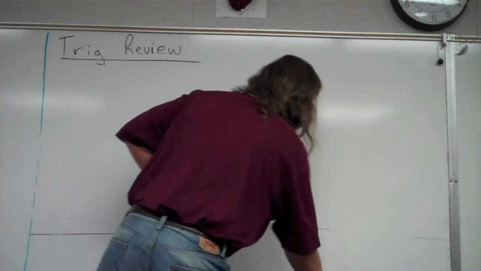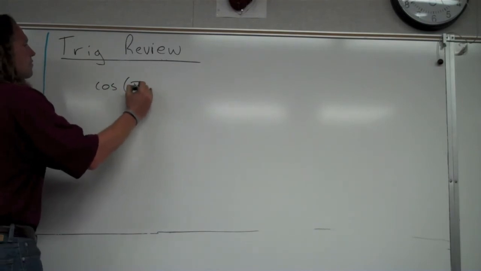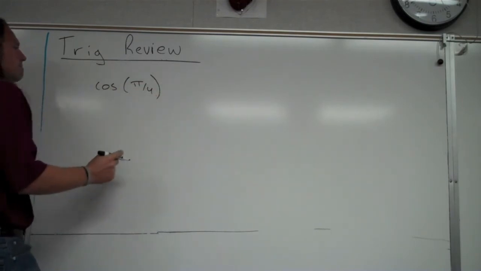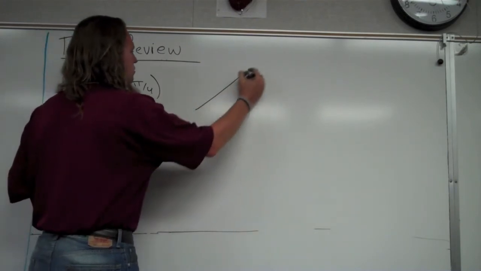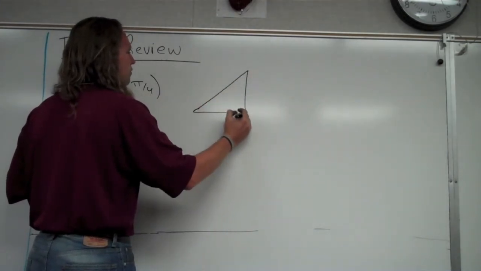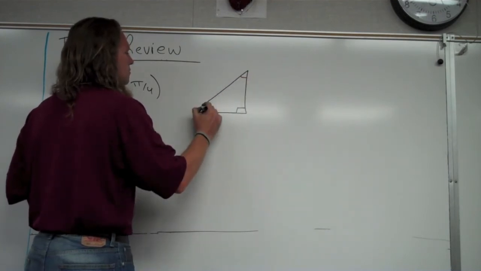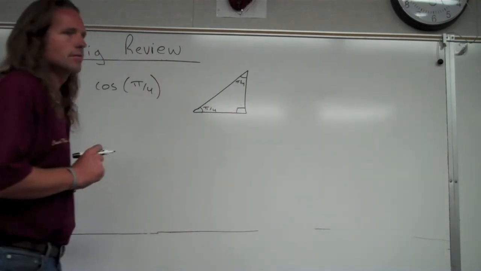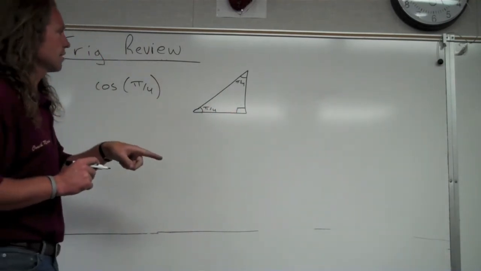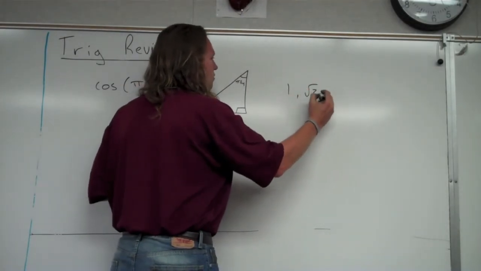All right. Another one that's important is pi over 4. Okay. So pi over 4, again, is part of a special triangle. In degrees, it's 45, 45, 90. But in radians, it's pi over 4, pi over 4, and 90, or pi over 2. All right, and the sides on this triangle here are going to be 1 and square root of 2.